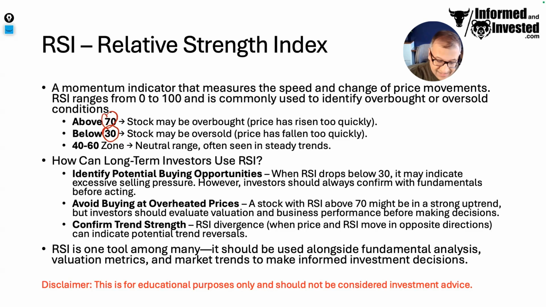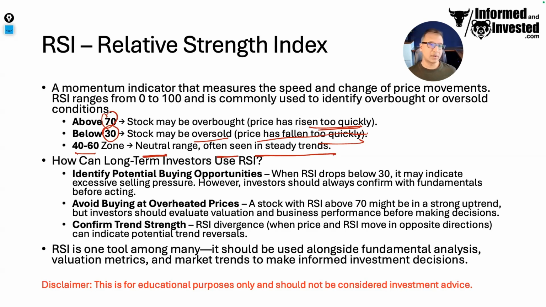When it's above 70, that means the stock is in overbought territory and the price has risen too quickly. If it's below 30, it's in oversold territory and the price has fallen too quickly. And if it's between the 40 and 60 zone, that's a neutral zone, which is often seen in steady trends. So how can long-term investors use RSI?